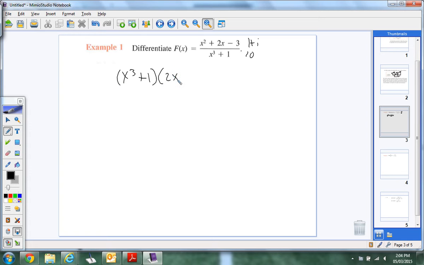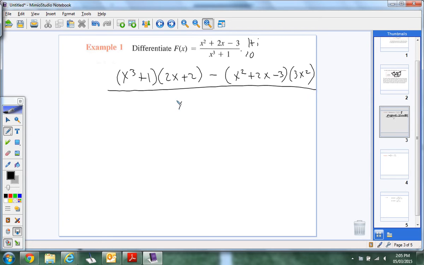So derivative of high is 2x plus 2, minus high D low, derivative of the low is 3x squared, all over the low squared. So now it's just a simplification game. Don't FOIL or do the bottom out. Wait until you see what the top is, because I don't want you to have to do that if you can't do anything with it. So FOIL this out.